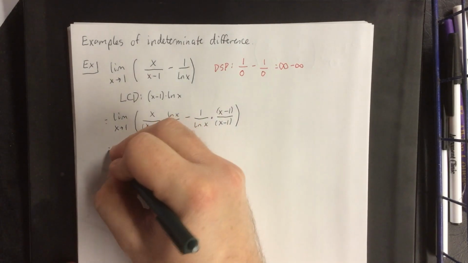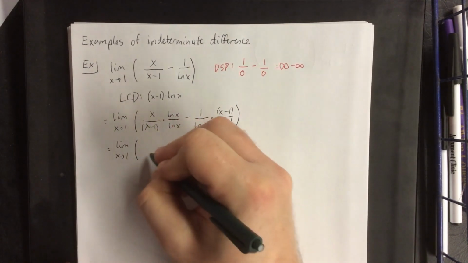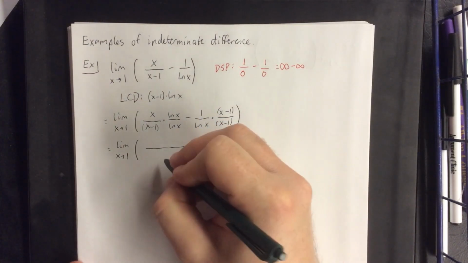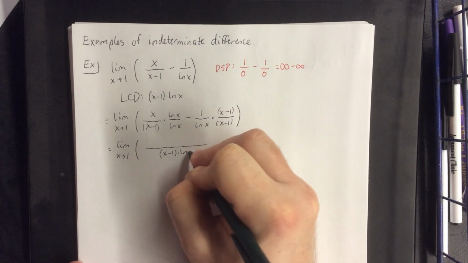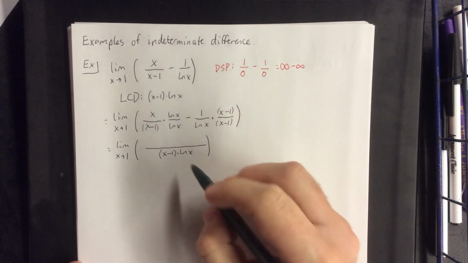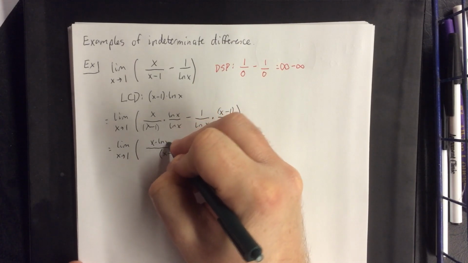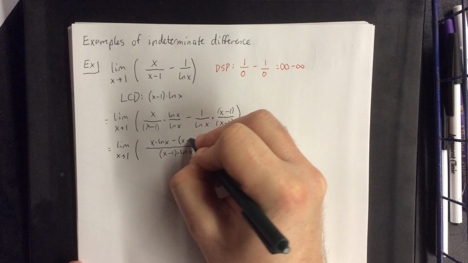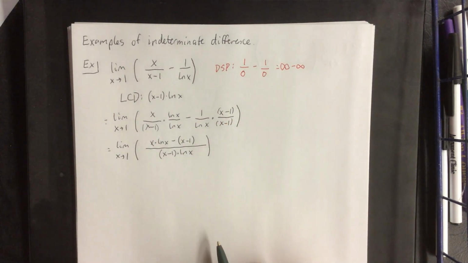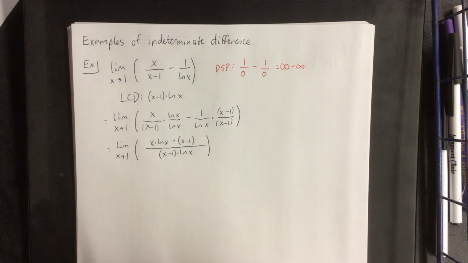So for both of the fractions, we now have the appropriate denominator, so we can go ahead and combine them into one single fraction. That denominator is going to be x minus 1 times the natural log of x. The numerator is going to be x times the natural log of x minus the quantity x minus 1. So I predict we'll see some distributive property happen on that and turn that into a plus 1.